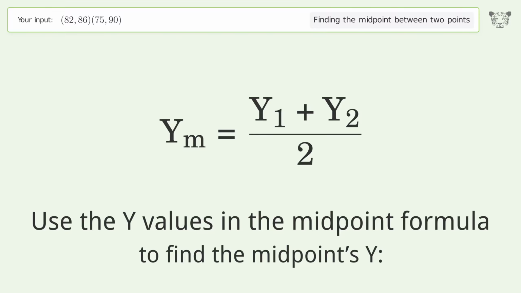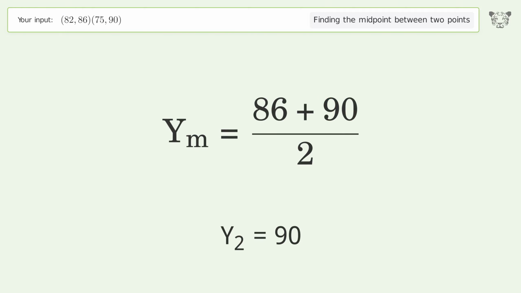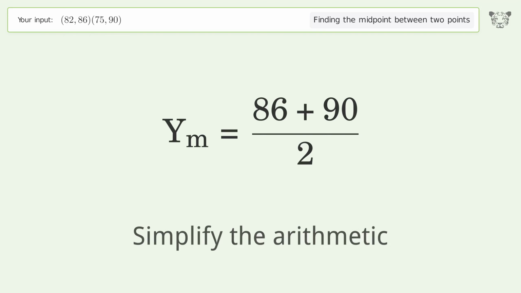Use the y values in the midpoint formula to find the midpoint's y. y1 equals 86. y2 equals 90. Simplify the arithmetic.